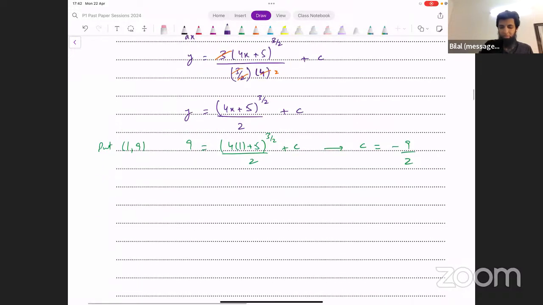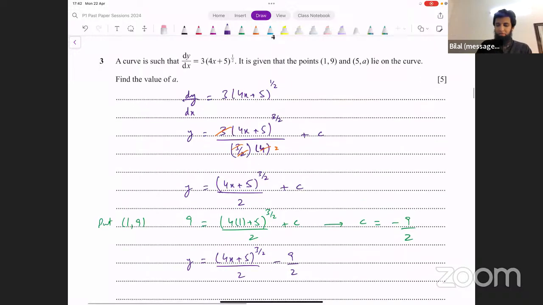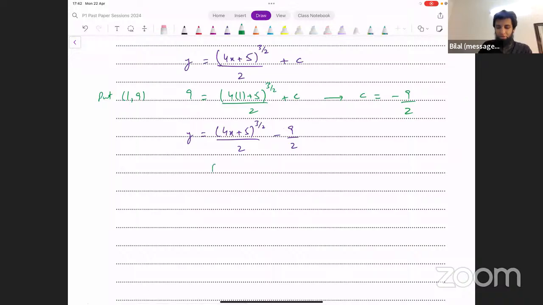Okay, now let's input that back here. The function therefore becomes 4x plus 5 whole raised to the power 3 over 2 divided by 2 minus 9 over 2. That's the function that we've got. Now that we've got the function, 5a is another point that lies on the curve. The x coordinate of this point is 5. We need to find the corresponding y coordinate. How can we do that? Just put that point inside this curve now.